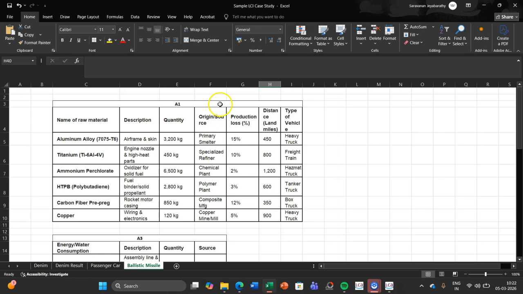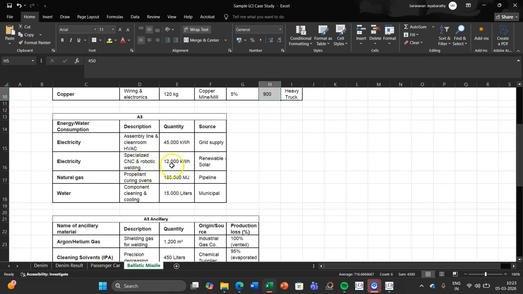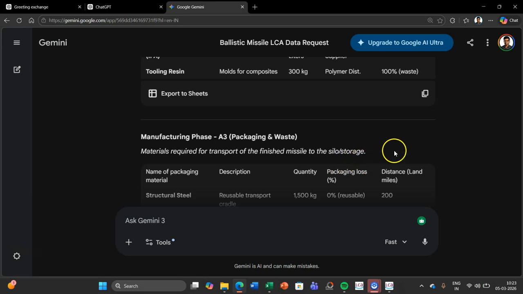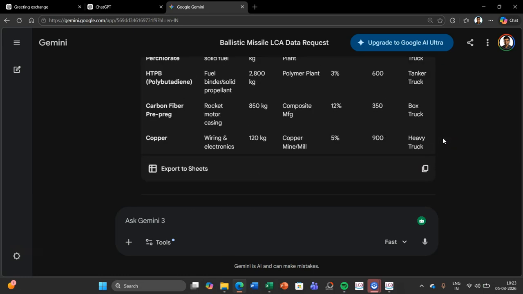Okay, so far we have the data for A1 raw materials and distance in terms of land miles for A2, the upstream transportation requirement of the raw materials. Then during manufacturing we have energy, like grid supply for some amount and renewable for some amount. And we should understand the numbers are so big.